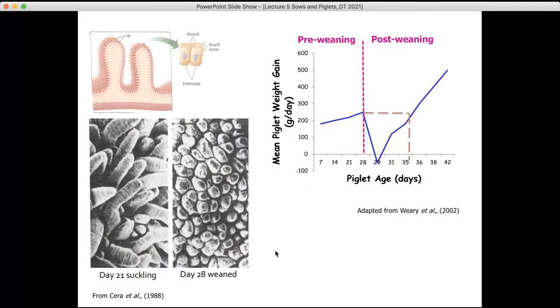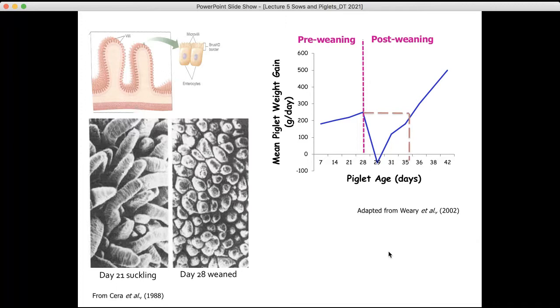So as a result of these stresses, we often get what we call the post-weaning growth check. So if we look at this graph on the right-hand side, on the y-axis, we've got piglet weight gain, and on the x-axis, we've got piglet age, and the pink line indicates weaning. So our growth has been ticking along. They get weaned and they go through this growth check where they go into negative growth, and it takes them a good week to recover. And that's mostly because the piglets stop eating because they're stressed and they're getting their head around the new food.